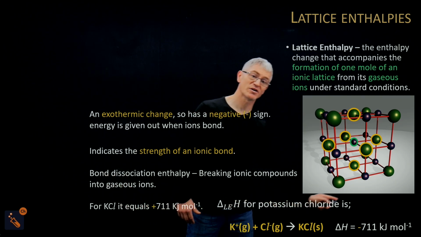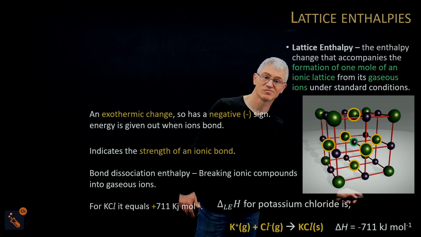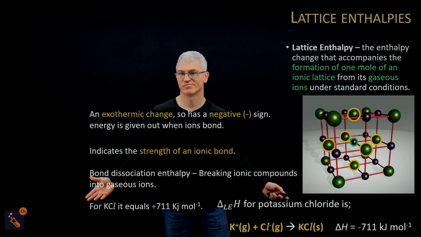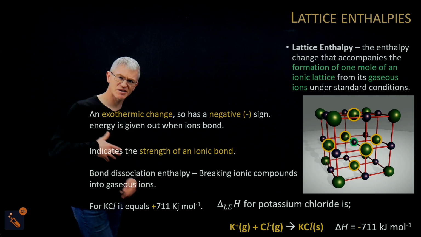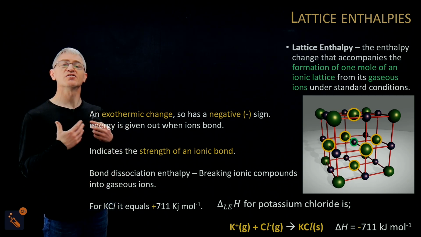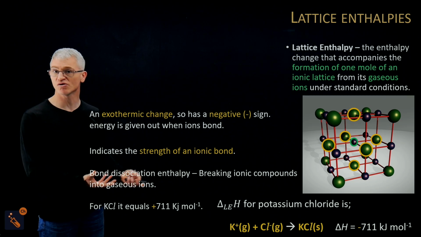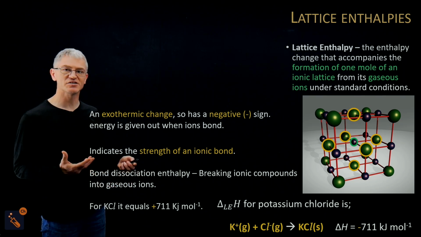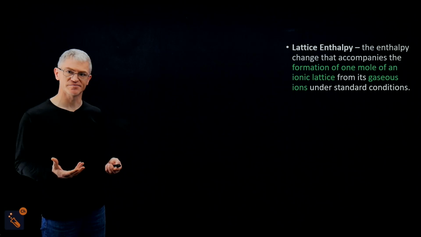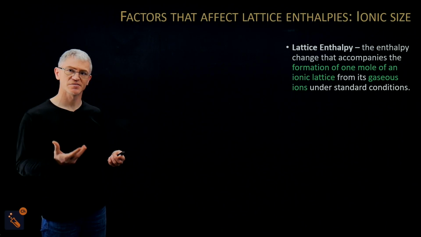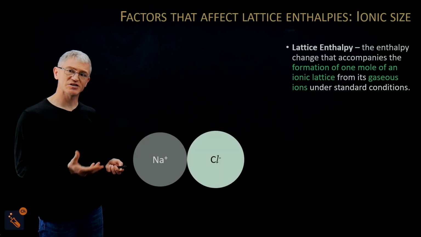That means it's going to be more exothermic in the other direction. It'll be negative 1,000, for example. So the stronger the bond, the more exothermic the lattice enthalpy is, because you're forming bonds and they're stronger. Now, why do these bonds get stronger? It's to do with the ionic size.